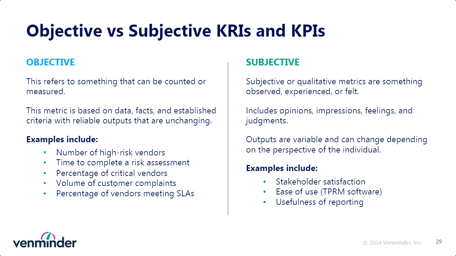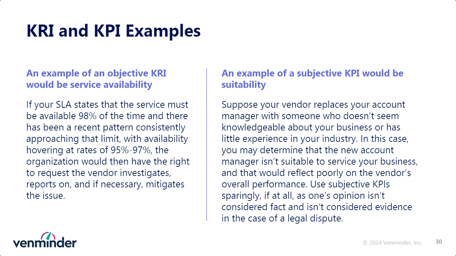And to finish up on this topic, this is an example of an objective KRI. It would be service availability. If the SLA states that the service must be available 98% of the time, as an example, and there's been a recent pattern where that hasn't been met, then that's an example of an objective. It's measurable, it's timely, it's specific. An example of a subjective KPI would be, say, suitability.